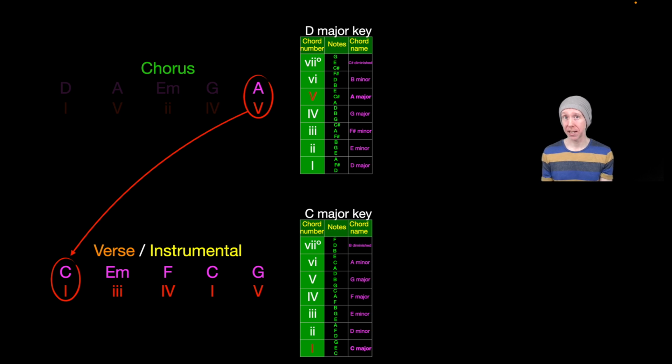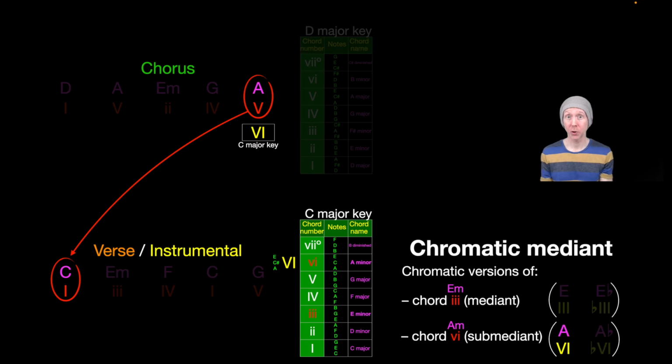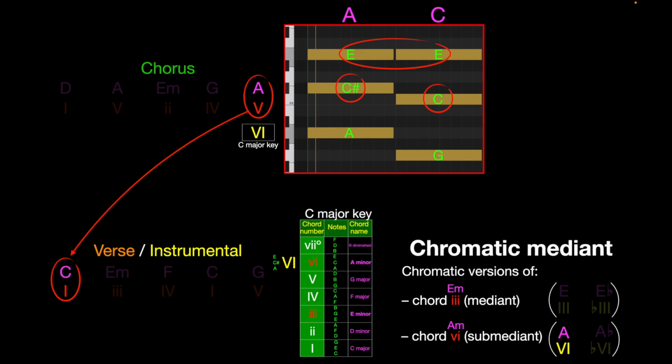In the context of C major, A major is a major 6th chord, which we can think of as a chromatic mediant, and ultimately, the reason this chord works so well next to C major is due to smooth voice leading. The two chords share the E note, and A major's C sharp and C major's C natural are a semitone apart.